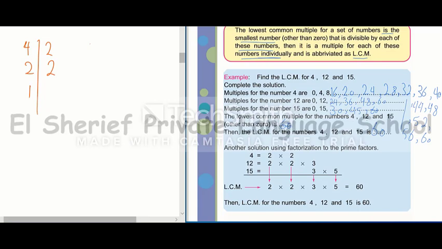Let's see 12. 12 divided by what? We can start with 2. So 12 divided by 2 equals 6, 6 divided by 2 equals 3, and 3 is a prime number, so it's divisible by itself, so we get 1. 15 is divisible by 2? It can't be, so start with 3. 15 divided by 3 equals 5. And 5 is a prime number, so it's divisible by itself, and we get 1.